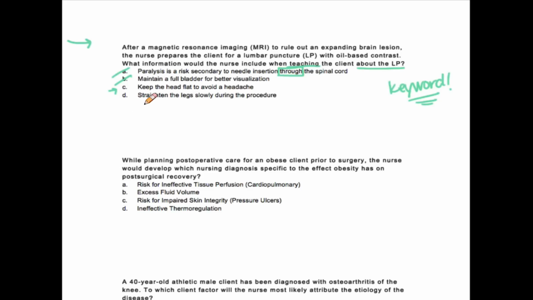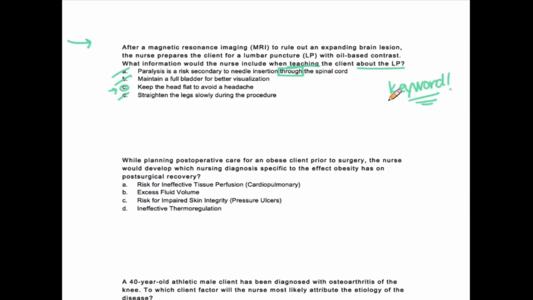And D, straighten the legs slowly during the procedure. Well, expected outcome, we know during a lumbar puncture that they're going to be in the fetal position, so knees to chest. We don't want them to have their legs straightened because it makes it more difficult to get access to that space. So this can't be right. That leaves us with C, keeping the head flat to avoid headache, and that's an expected outcome after a lumbar puncture procedure.